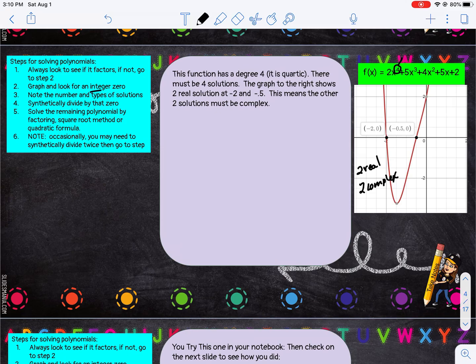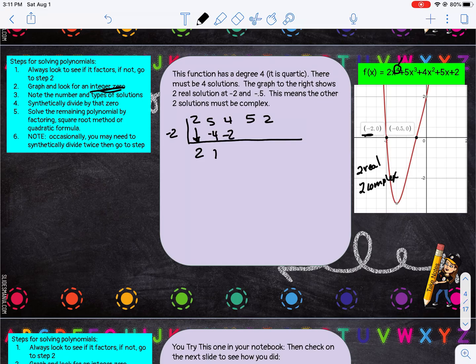Now, when you start your problem, remember, you want to pick a nice integer zero value. I wouldn't use the -1/2. I mean, you can, but let's go with something a little bit nicer. Let's pick that -2. So we're going to synthetically divide by that actual zero. It's already solved. There's no flipping the sign this time. So I'm going to put my 2, 5, 4, 5, 2.